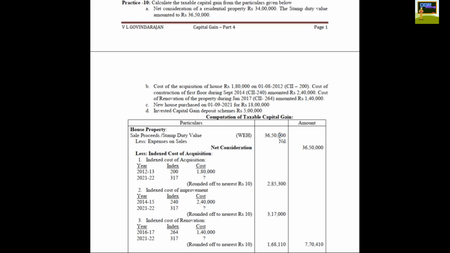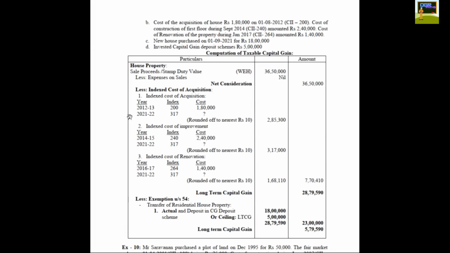Then indexed cost of improvement made in the year 2014-15, index 240, cost is 2,40,000. What will be the current year index for 317? It will be 3,17,000. And the indexed cost of renovation 2016-17, index is 264, cost 1,40,000.